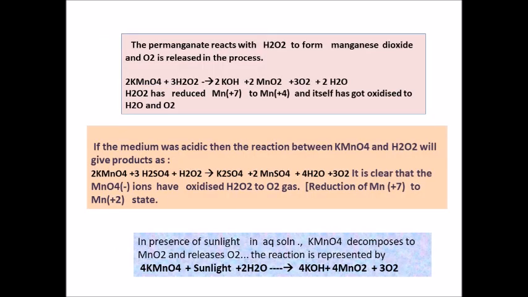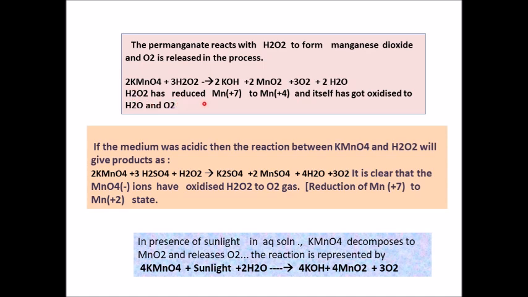The permanganate reacts with H2O2 to give manganese dioxide and oxygen again. Now, KMnO4 reacts with H2O2 under acidic conditions as well as basic conditions. Under basic conditions, the reaction is slow. Under acidic conditions, the reaction is very fast. You can see here the products are also different. With H2O2, under basic conditions, you are getting MnO2, oxygen and water.